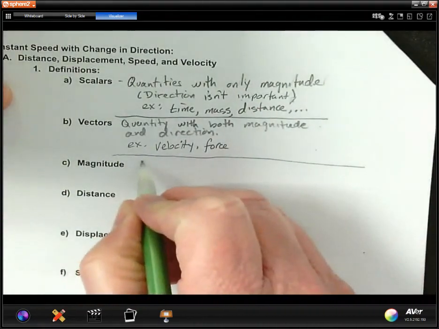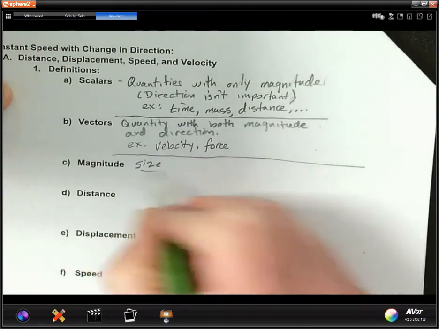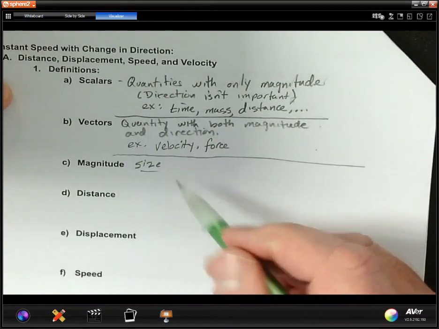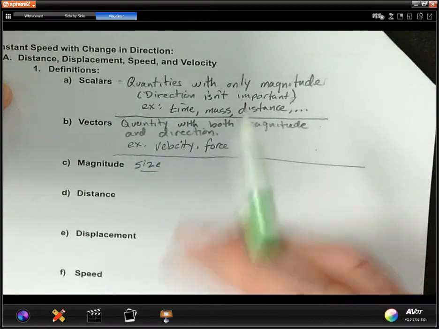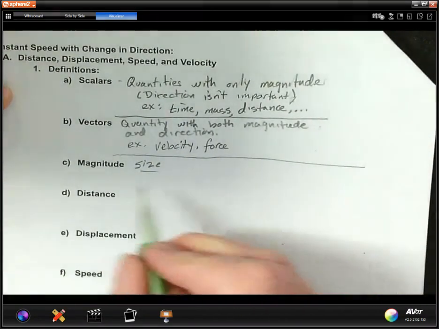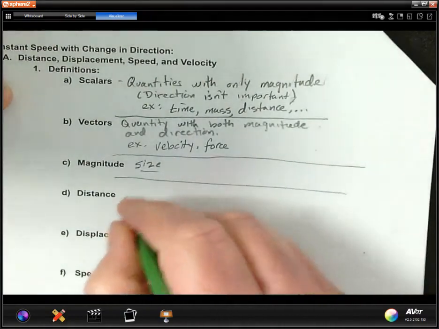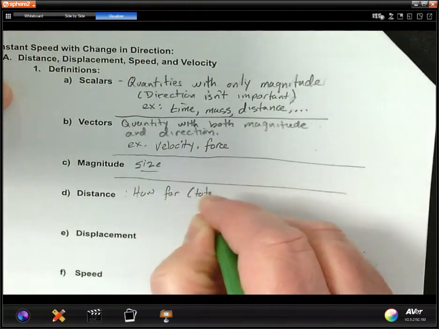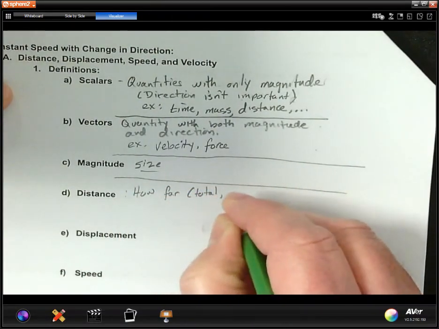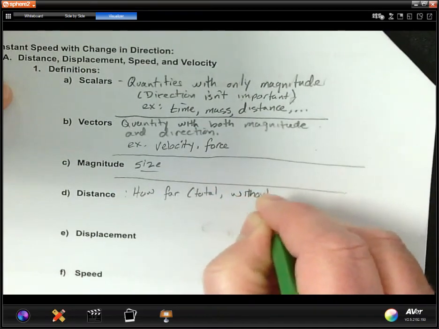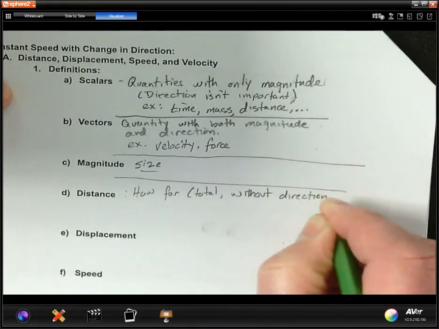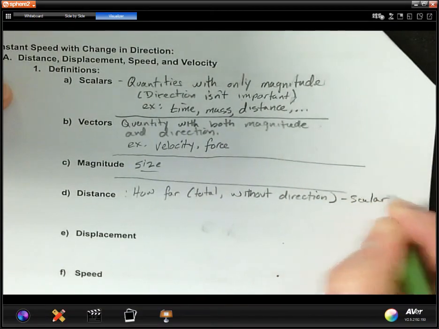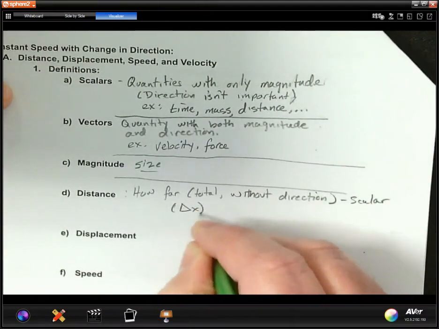And magnitude just means the size of something. So if I have a velocity of 80 miles an hour north, the magnitude of it is just 80 miles an hour. It's just how big it is without the direction. So distance is how far total without direction. So it is a scalar, and our letter for it is going to be delta x.